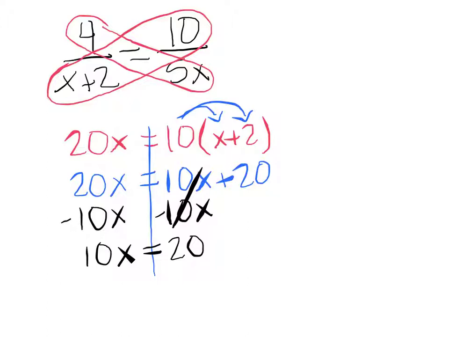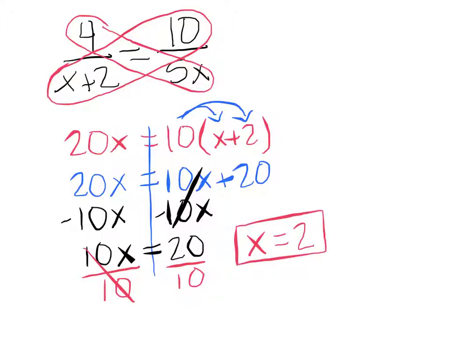One last step is to undo timesing by 10. Undo times by 10 by dividing by 10. So we get x equals 20 divided by 10, and whew, not a fraction this time. 20 divided by 10 is 2, so x equals 2.